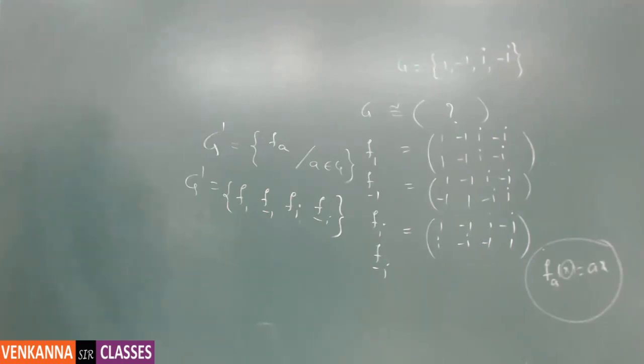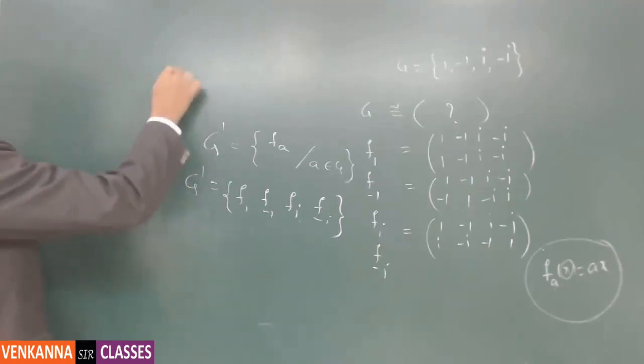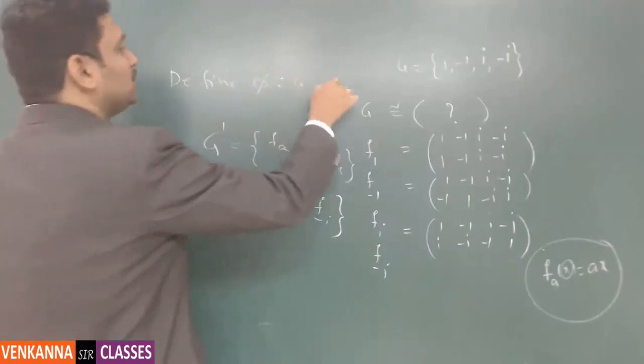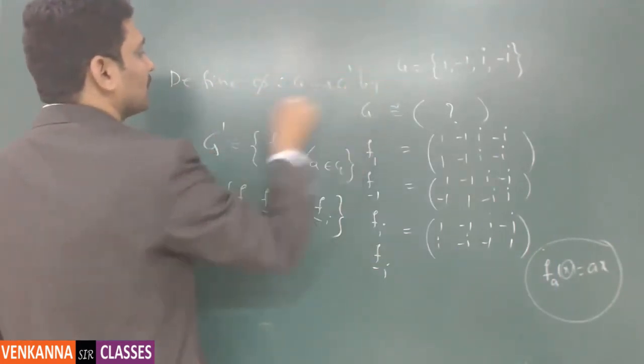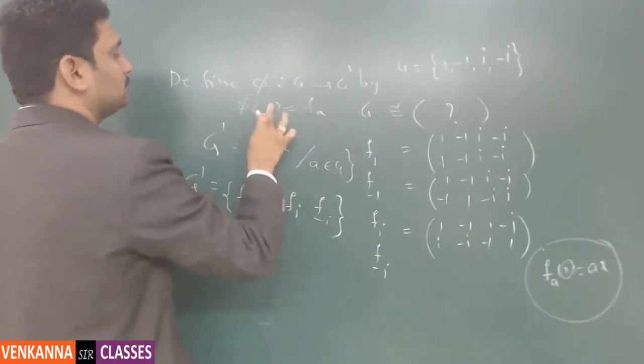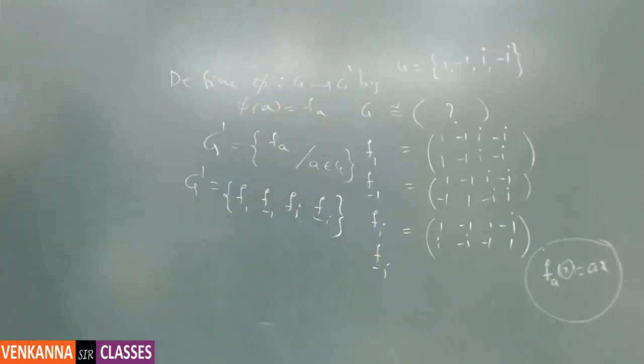So, to prove that the given groups are isomorphic, define phi from G to G dash by phi of a is equal to f_a. Therefore, phi is an isomorphism, hence the given groups are isomorphic.